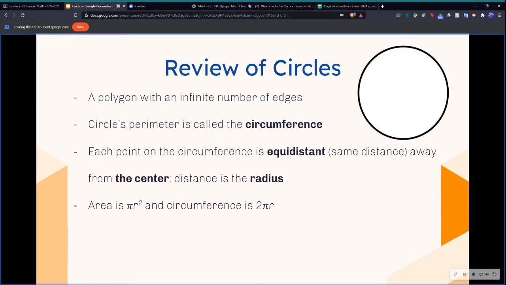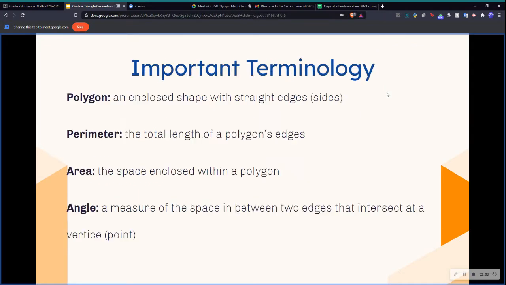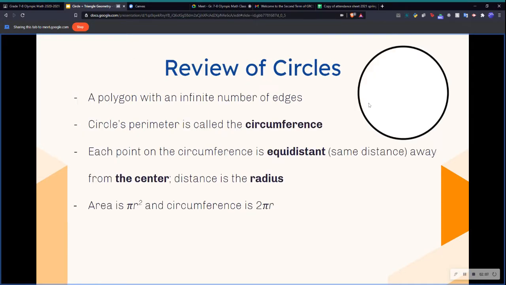All right, so let's look at a review of what circles are. Hopefully none of you are new to this. You should know what a circle is, but let's review it. A circle is basically a polygon with an infinite number of edges. We don't say one curved edge, because remember, a polygon has to have straight edges. A circle is a polygon, but we're assuming that the number of straight edges is infinite.